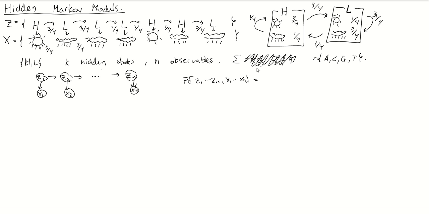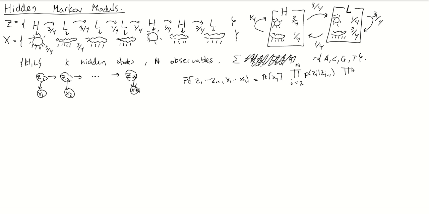So this guy doesn't depend on anything, so we just write the probability of z1, and then we notice that z2 depends on z1, and z3 depends on z2, and so forth. So we can actually write all the transitions here as a product from i equals 2 to capital N of the probability of zi given zi minus 1. And then we need to consider the emission probabilities.